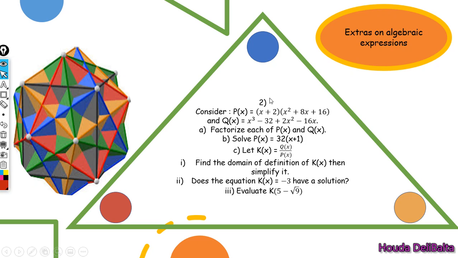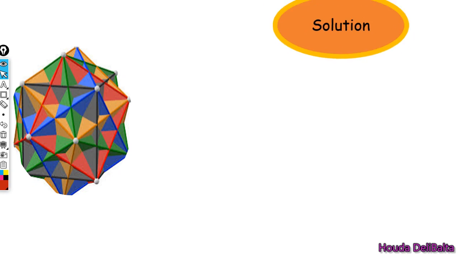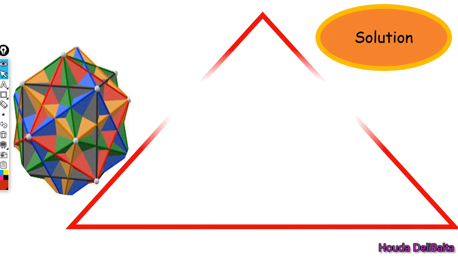So here we have p of x equal to (x + 2)(x² + 8x + 16), and q of x equal to x³ − 32 + 2x² − 16x. First of all, we have to factorize each of p of x and q of x, and then we are going to solve the other parts part by part. Let's start and go ahead with factorizing each of p of x and q of x.